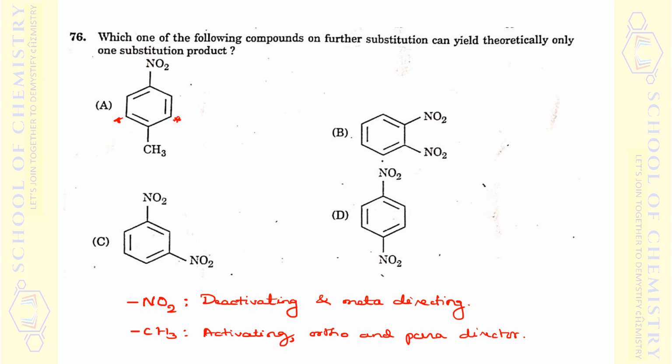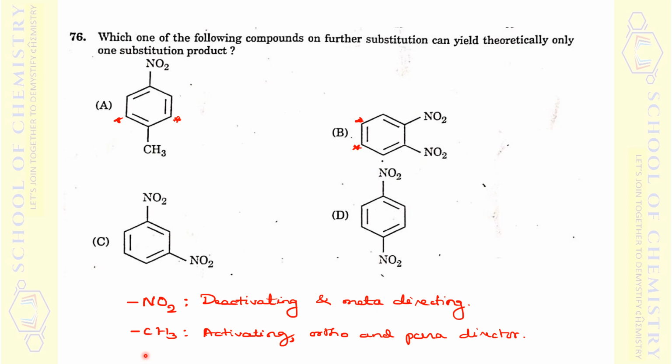If you go with the second option, the nitro group, again, meta with respect to that is this position, and meta with respect to this nitro group is this position. Substitution should be possible at both the positions. So according to this particular question, the logic that they have asked, substitution should be possible at two positions, these two positions.